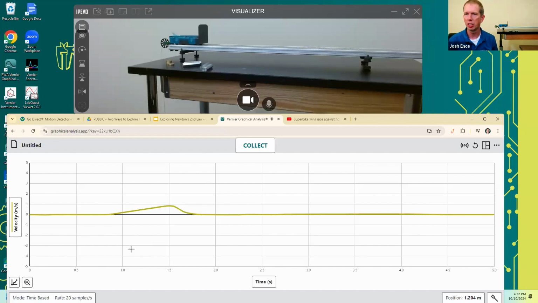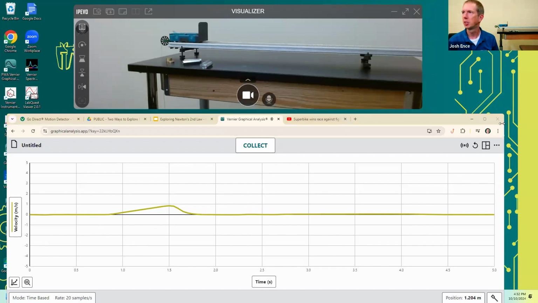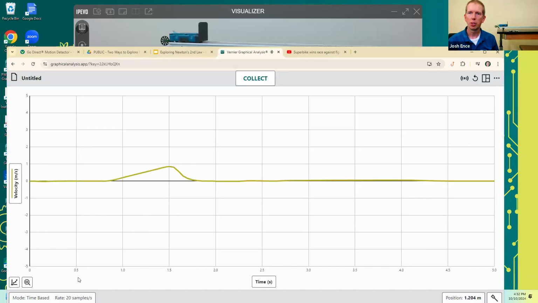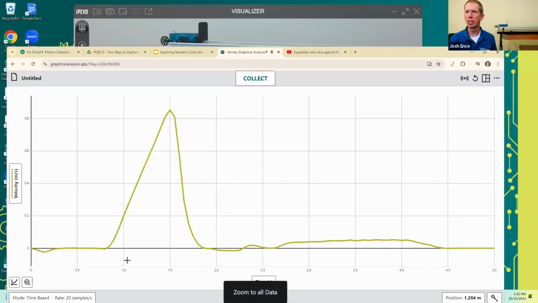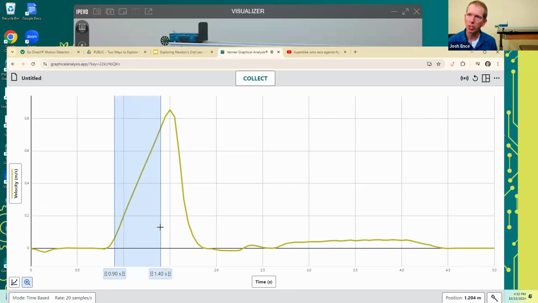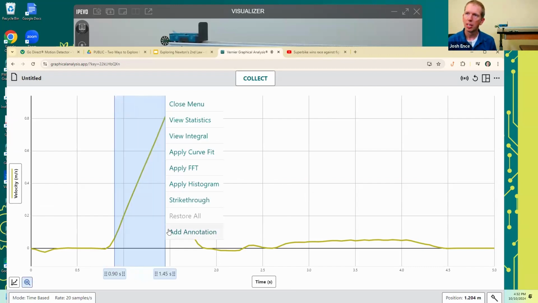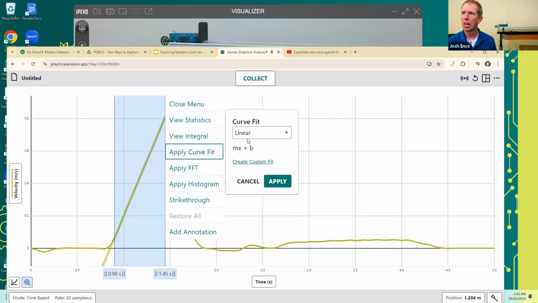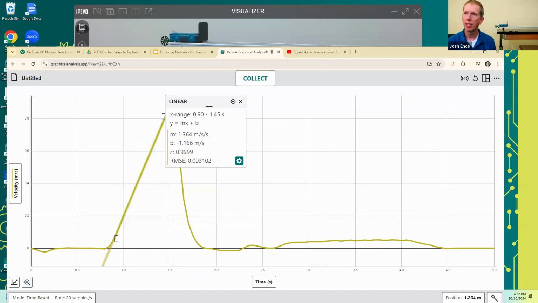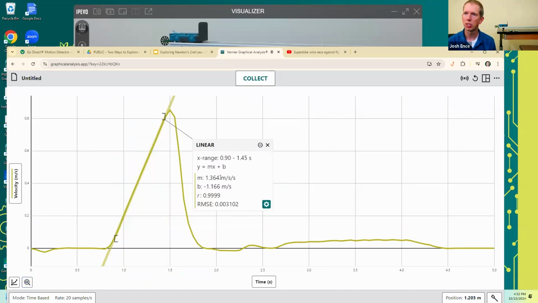I'm going to make this a little easier to see. So I'm going to stretch this one, and I'm going to zoom in there. I can see, this is what I want. It's a nice clear acceleration here. And if I click and drag on this portion of the graph where it's speeding up, I can then choose apply curve fit, and this allows me to do a linear fit on it. That's what I want. I'm going to hit apply, and right off I get y equals mx. It gives me a slope.